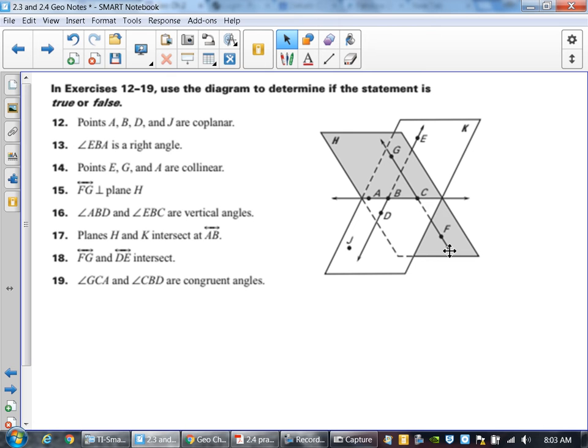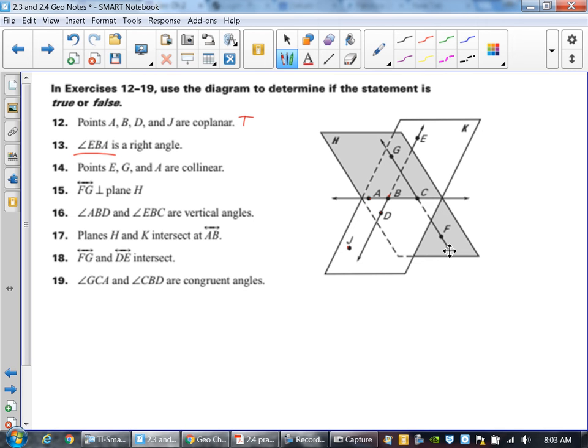So we look at the first one. It says points A, B, D, and J are coplanar. So our points A, B, D, and J, are those guys all on the same plane? Yes. So therefore that would be true. You get the idea? That would be a true statement.